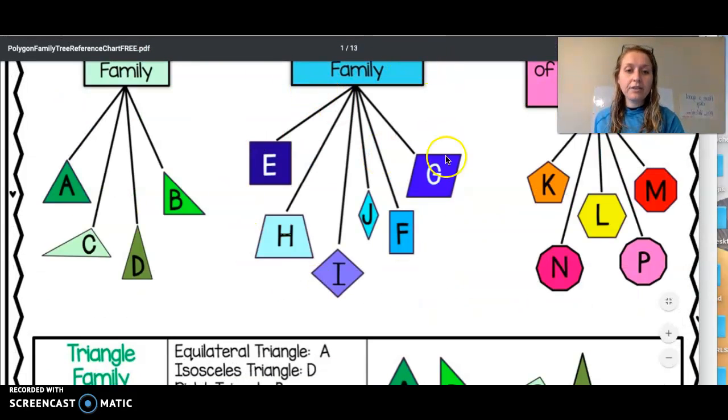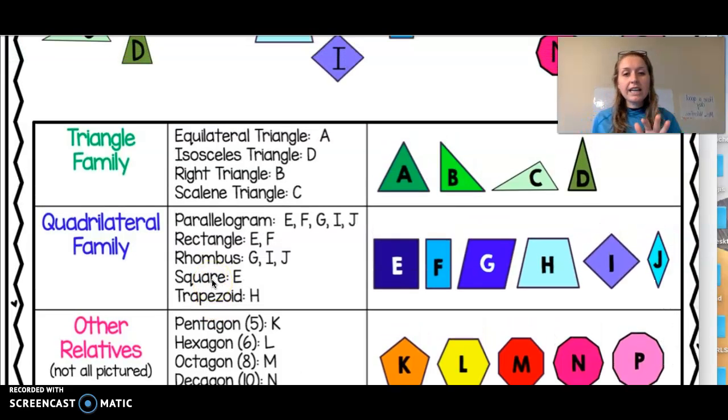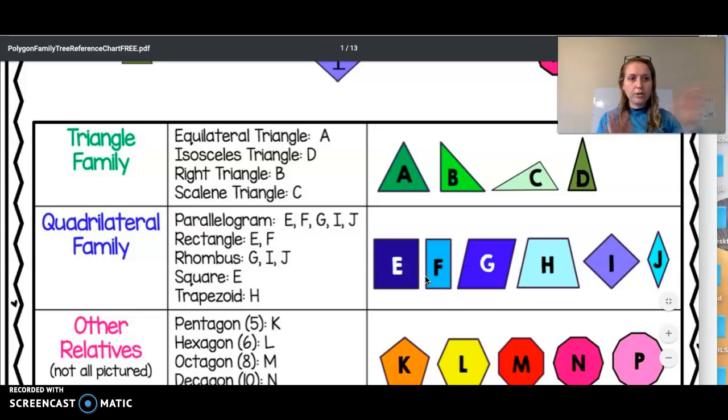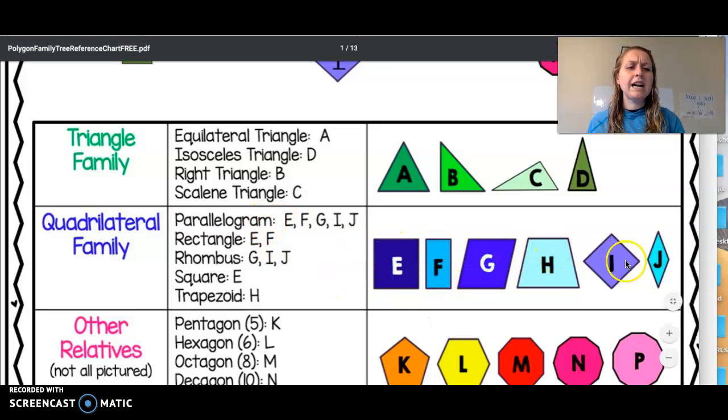So then in your quadrilateral family, you have parallelograms, rectangles, rhombuses, squares, and trapezoids. And the tricky part is sometimes they fall into different categories. Like you'll notice both E and F are rectangles. So a square is almost everything, which is the crazy part. A rectangle is both E and F. A rhombus is G, I, and F. And we'll go through later where you characterize them and go through their attributes to tell me what they are. But a parallelogram is E, F, G, I, and J.